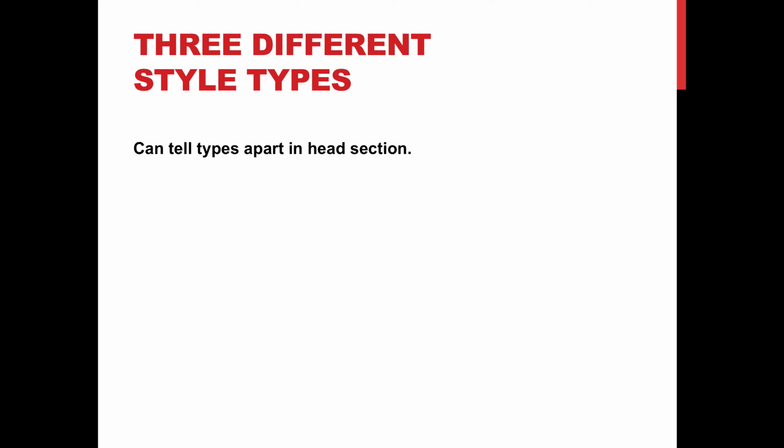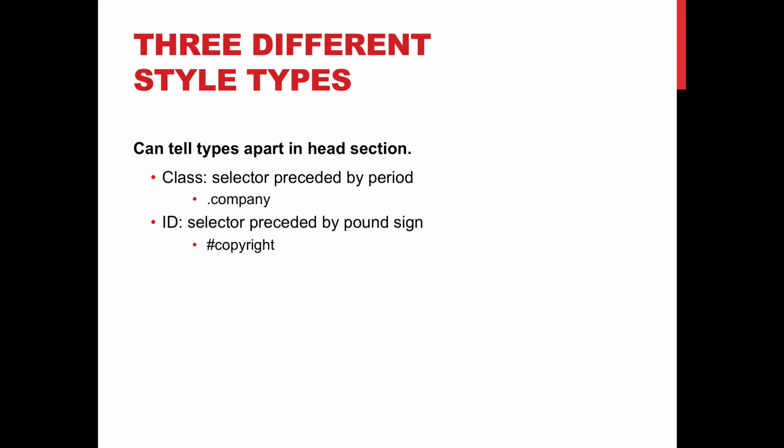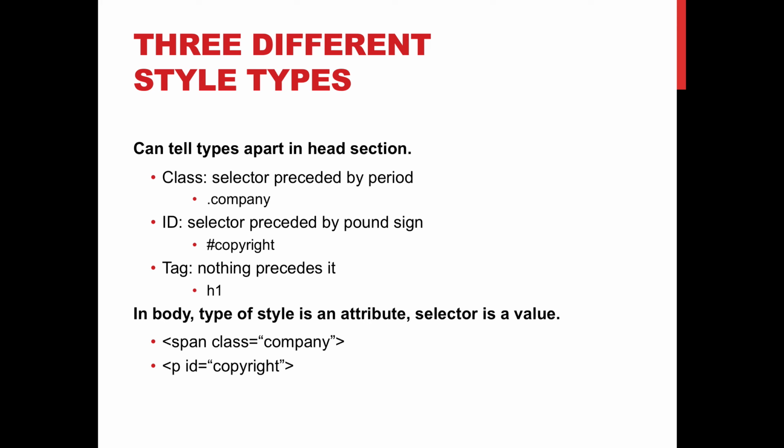You can tell these types apart in just the same way that we were talking about how they're different. So a class gets a period, an ID gets a hashtag or a pound sign if you're pre-Twitter, and a tag, nothing precedes it. So if you just want to style all the H1s, you can just say H1.